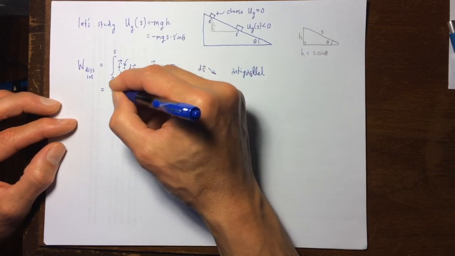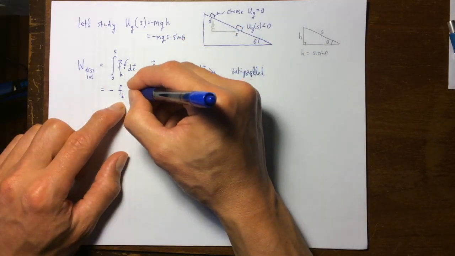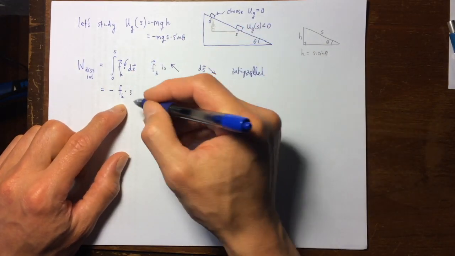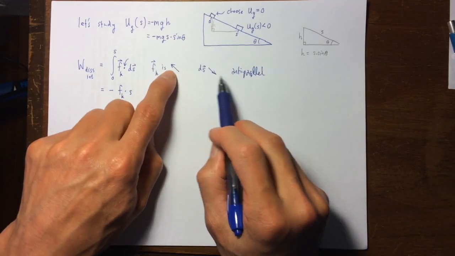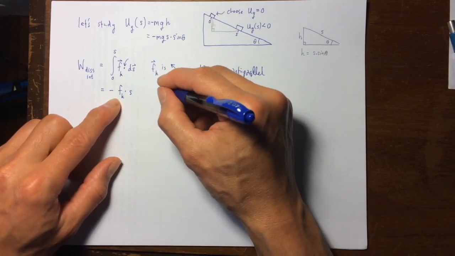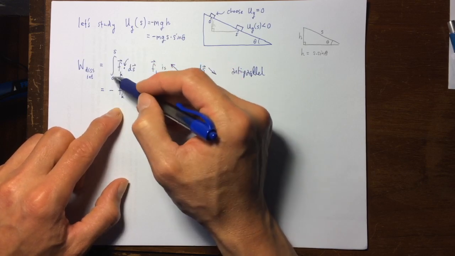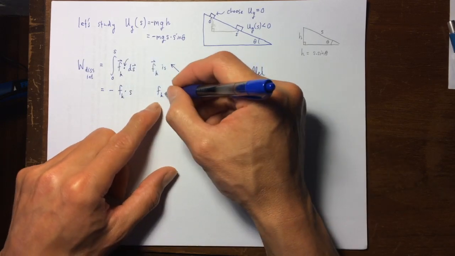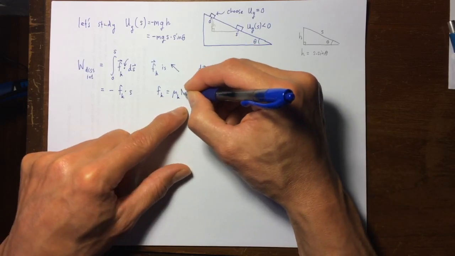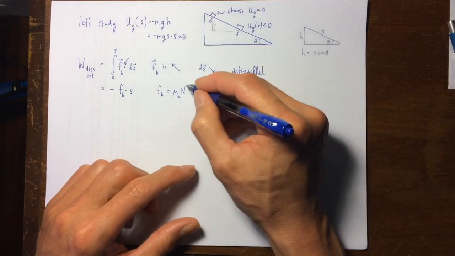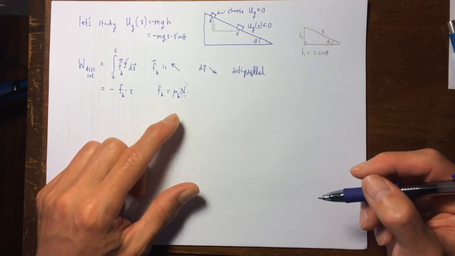So this is going to be minus the magnitude of F_k times the displacement S, where S is a positive number. So the minus sign comes from the dot product of the anti-parallel vectors. F_k is constant, that's why I could pull it out of the integral and do the integral from 0 to S of dS, like this. And F_k is just mu_k times the normal force. So I have to figure out what is the normal force. I'm going to treat mu_k as a given.